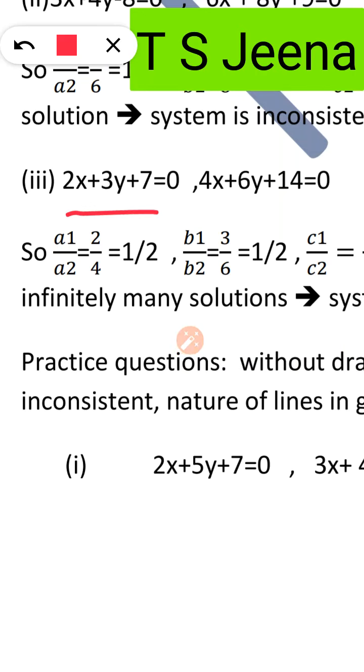2x plus 3y equal to 7 and 4x plus 6y plus 14 equal to 0. Here also you have to check which type of system it is. First of all, determine the values of a1 upon a2, b1 upon b2, c1 upon c2. a1 is 2, a2 is 4, so a1 upon a2 is 2 upon 4, which is 1 upon 2. b1 upon b2 is 3 upon 6, further it is 1 upon 2. c1 upon c2 is 7 upon 14, this is also 1 upon 2.